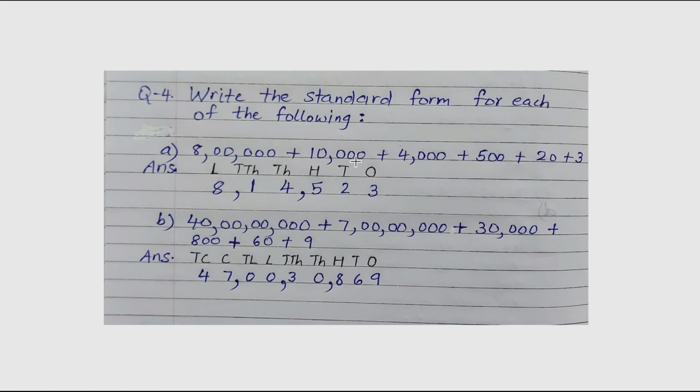Then add 10,000. So, 1 in the 10,000s place. Then add 4,000. So, digit 4 in the thousands place. Then add 500. So, digit 5 in the hundreds place, because we have 5 hundreds. Then we have add 20. So, 2 tens. And then 3. So, 3 ones. So, like this, you will note down the digits with the help of the places. And then we have to put the commas to separate the periods. Okay, so from the right side, leaving 3 digits and putting the comma, then leaving 2 digits for the thousands place, then again putting the comma.